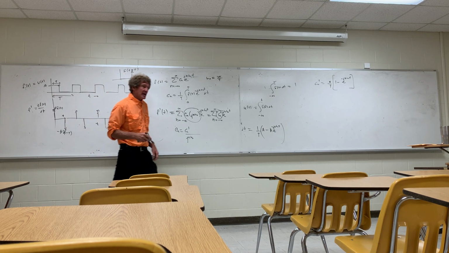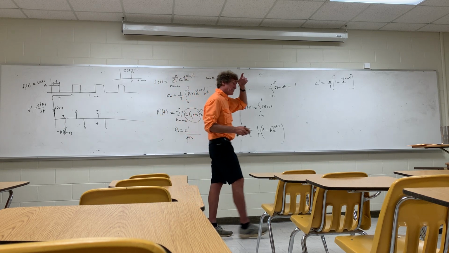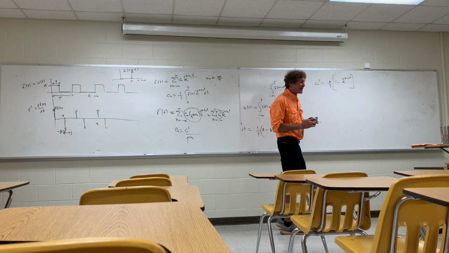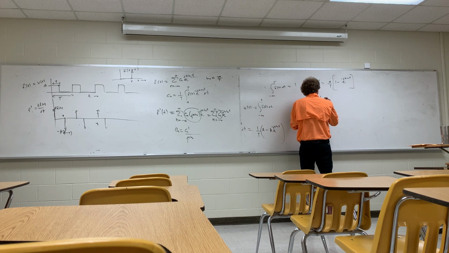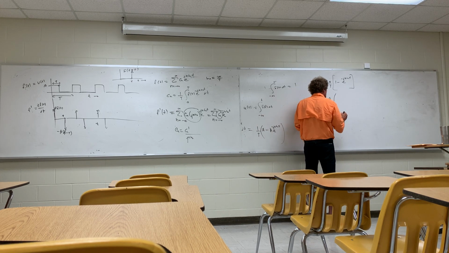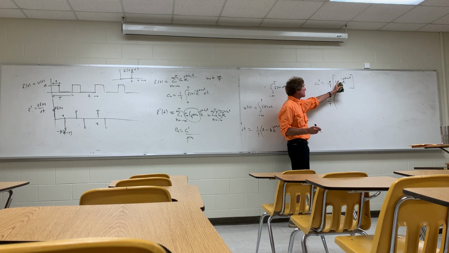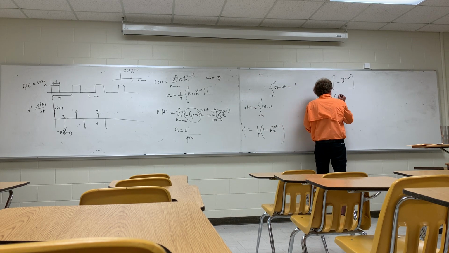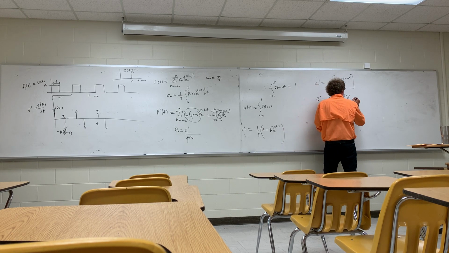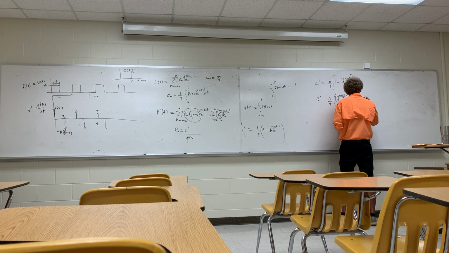Now, just follow me on this. That's what I have for C of n prime. Now I'm going to make this into something recognizable. When I look at C of n prime, that's A over T. Now I factor out e to the minus j n omega naught tau over 2 out of that, and I'm left with e to the j n omega naught tau over 2 minus e to the minus j n omega naught tau over 2.